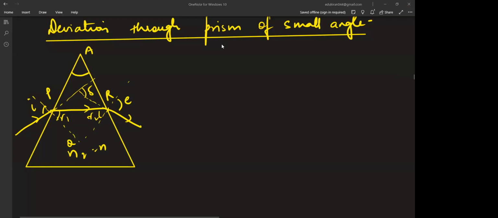See, if the angle of the prism is very small, then we use certain approximation. This is as it is, what we've studied. We'll be talking about the refractive index. The refractive index here is 1. Refractive index of glass, I've taken it as N1. N1 is 1, N2 is N. So angle of deviation is I plus E minus R minus A. So see, if we apply Snell's law, this is 1 into sine I is equal to N into sine R.